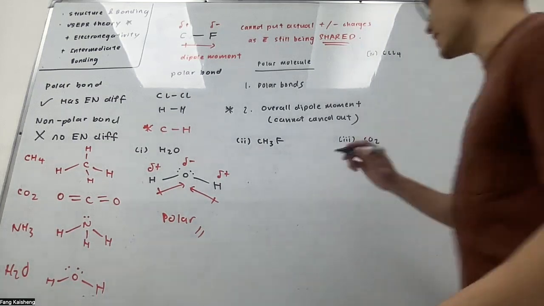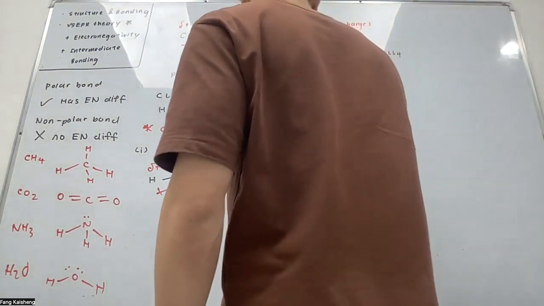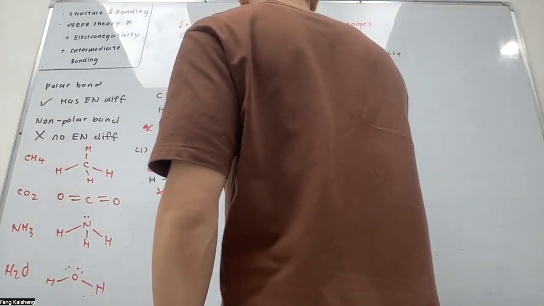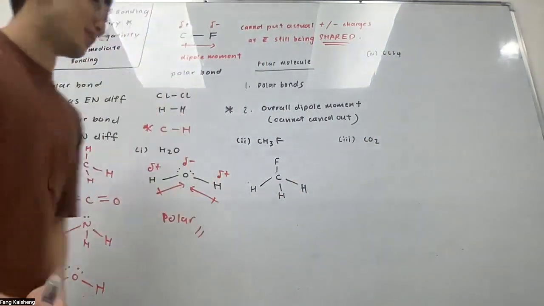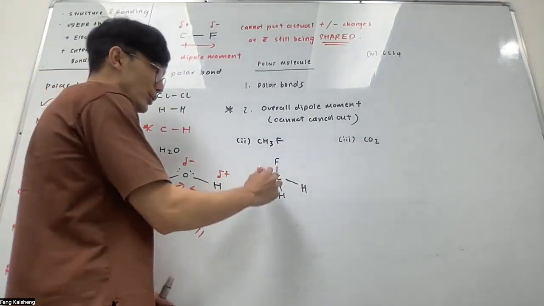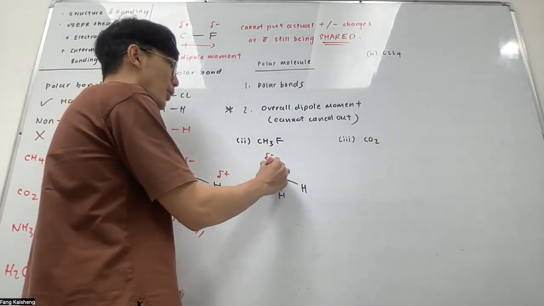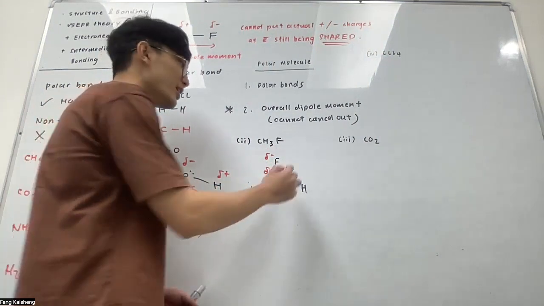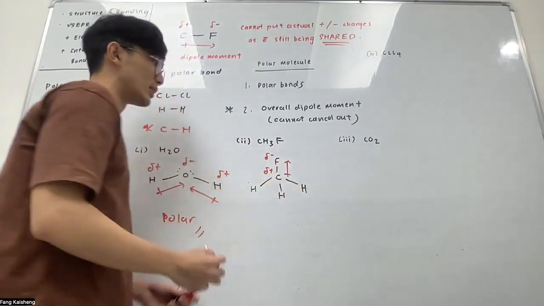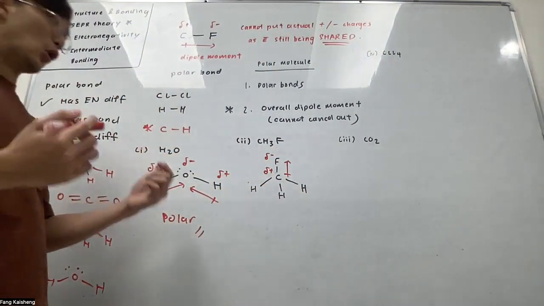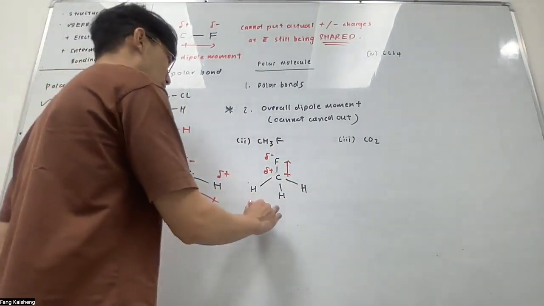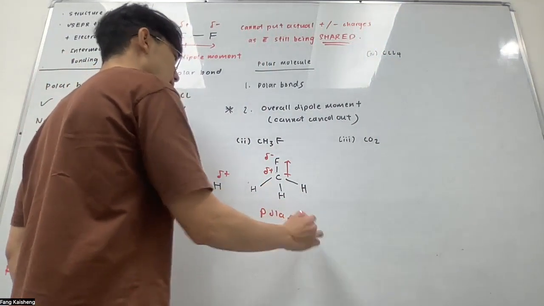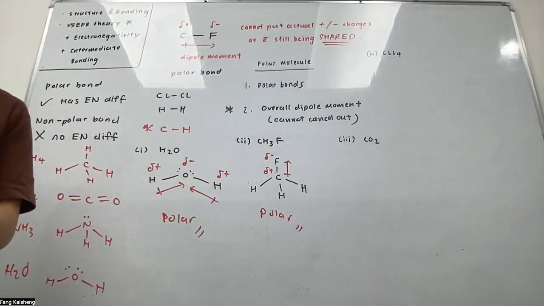Okay, I'll just draw CH3F. So it looks like this. It doesn't matter where you put the F, honestly. You still end up with the same answer. I put F on top. You notice that the only polar bond is C-F. So the electrons are going towards the top. So guys, is that an overall dipole moment? Yes. So this is a polar molecule.